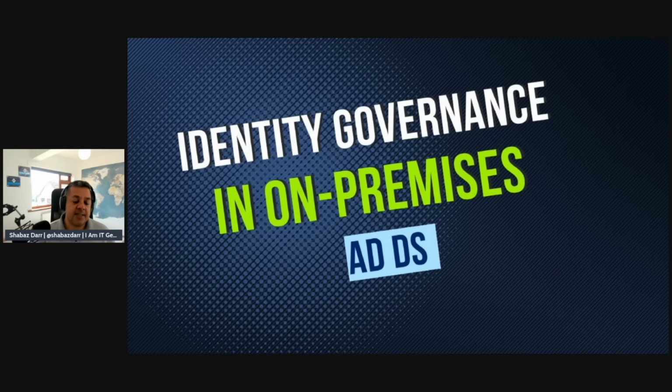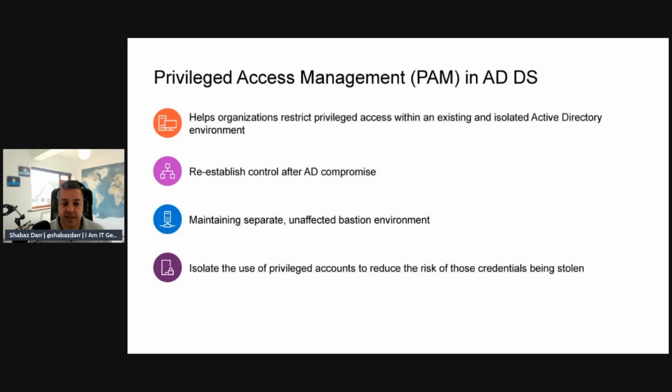So let's talk about identity governance in on-premises Active Directory Domain Services first. We talk about PAM in Active Directory Domain Services. This is on-premises. It helps organisations restrict privileged access within an isolated AD environment. It allows you to get control and re-establish control over Active Directory if it's compromised. You also have to maintain separate, unaffected Bastion environments, so have different environments for that remote access.